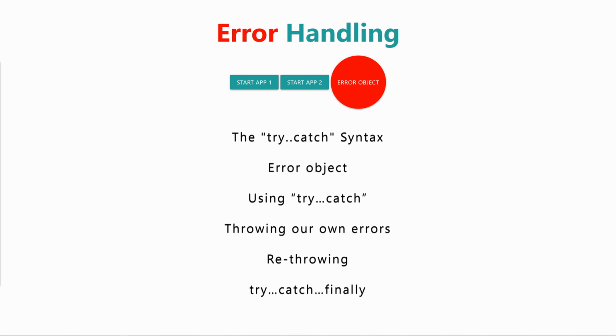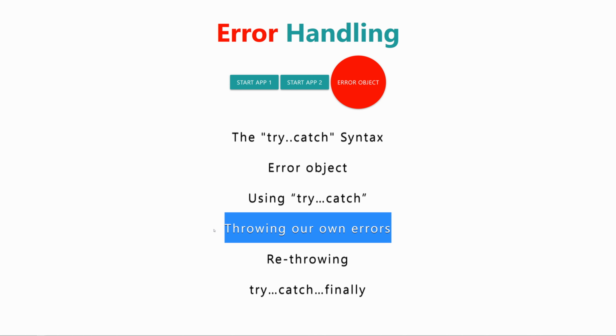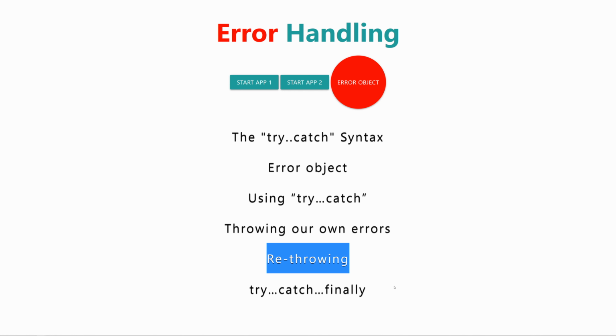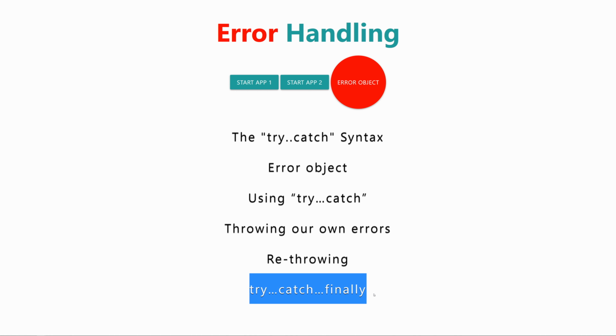But there is a syntax construct, the try-catch, that allows us to catch errors so the script can, instead of just dying, do something more reasonable. So in the upcoming lectures we will learn about the try-catch syntax, then about an error object using try-catch, throwing our own error, rethrowing an error, and finally the try-catch finally. Finally. There's nothing final in life. Okay, so let's get into it.